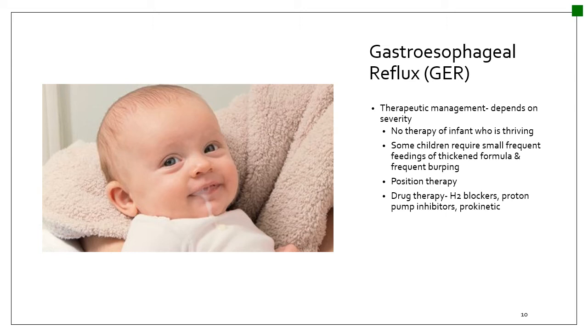The therapeutic management really depends on the severity. So if the infant is thriving, we just kind of watch it. Some children will require small, frequent feedings and even thickened formula and frequent burping. Again, positioning is important. And then there's drugs that we can use like H2 blockers, proton pump inhibitors, or prokinetics like Reglan. We know, however, with the H2 blockers and the proton pump inhibitors, that those also inhibit the absorption of calcium, and that can then cause long-term problems. Surgically, they can do fundoplication to decrease the amount of material that can be refluxed.